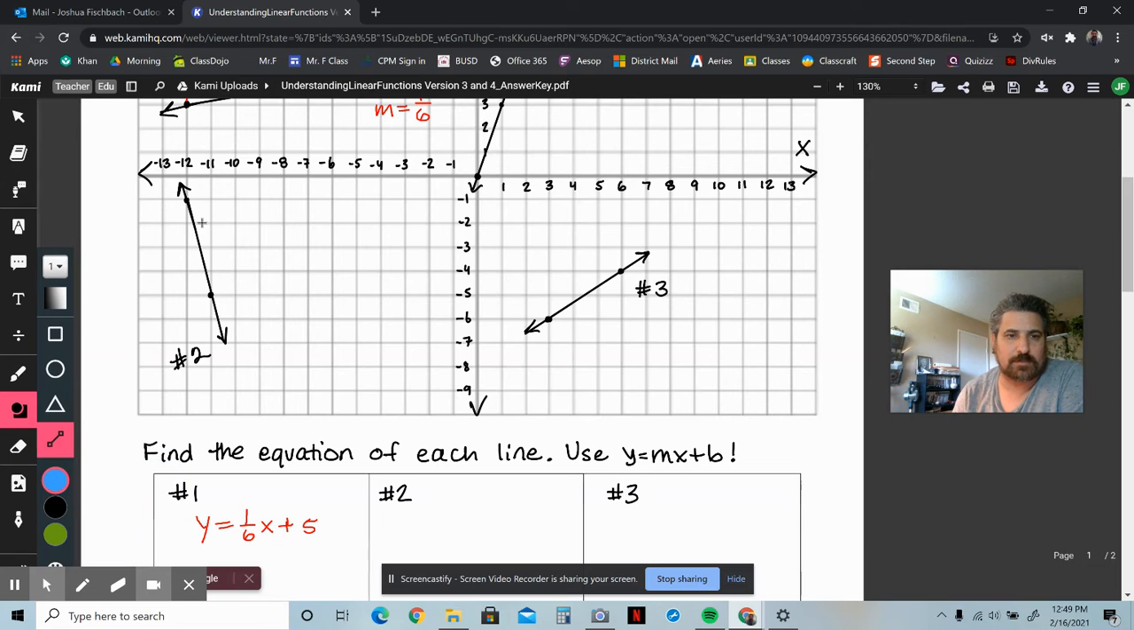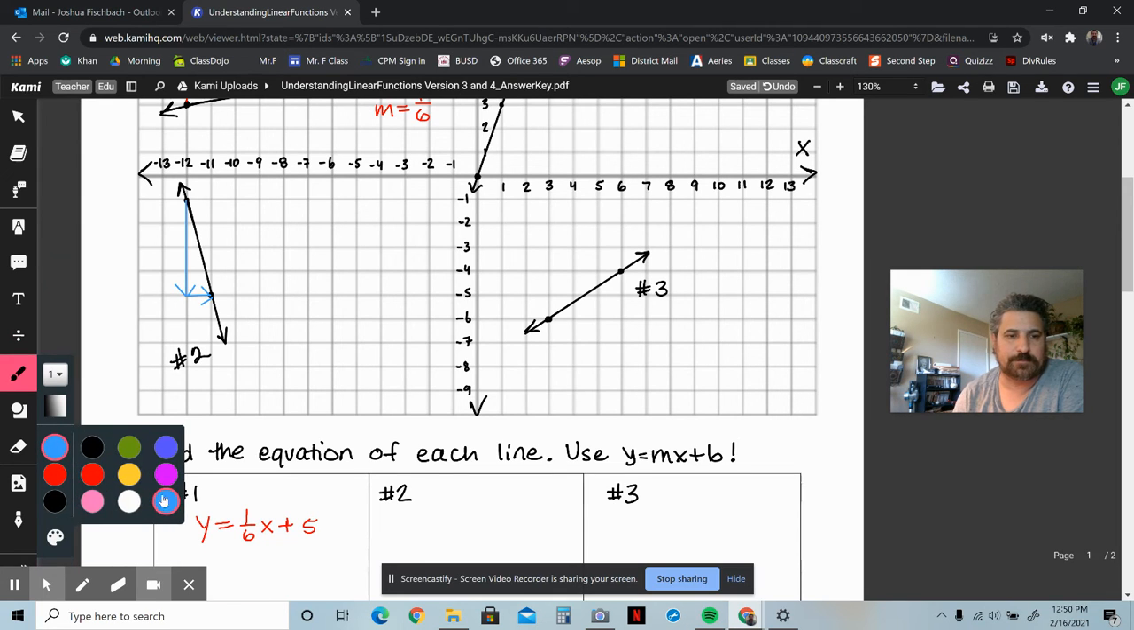Let's investigate this one in blue. So how far down do I have to go? 1, 2, 3, 4, 4 down. So the slope is going to be -4 change in y. And then how far to the right do I have to go? Looks like 1 unit to the right. So it's going to be a positive 1 change in x. So your slope for this one is -4 over positive 1, change in y over change in x, which is -4.